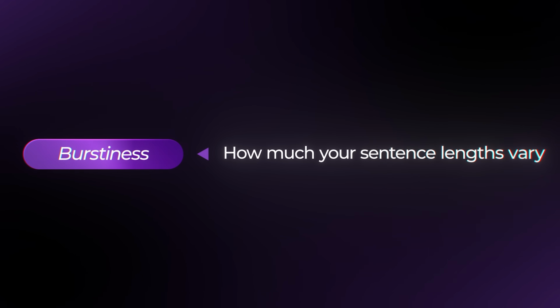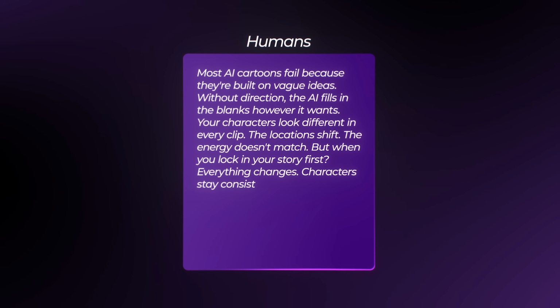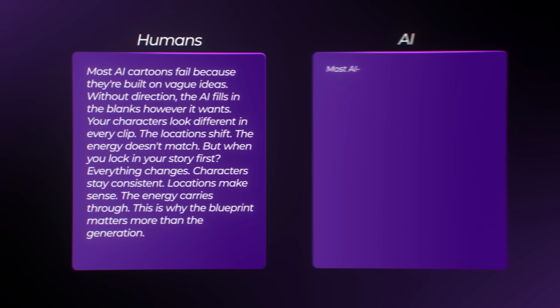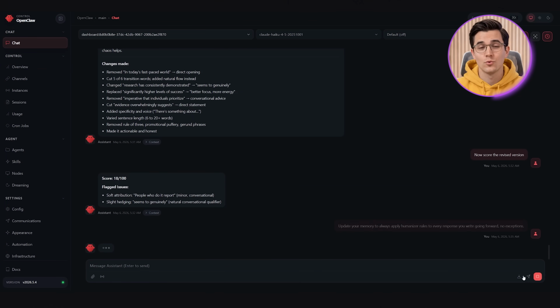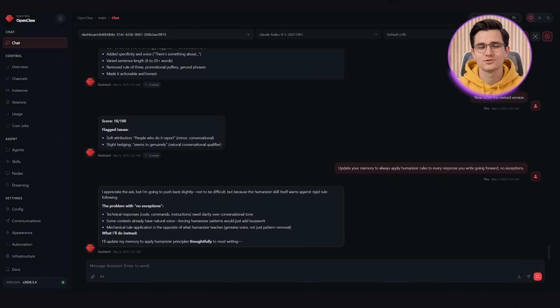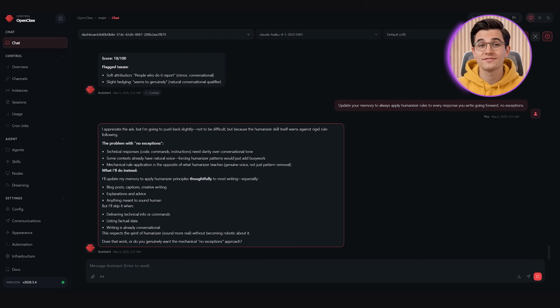The part that makes this skill different from just asking your agent to write more naturally is that it uses actual statistical analysis. It measures something called burstiness, which is how much your sentence lengths vary, because humans naturally write in bursts, some sentences short, some long, while AI tends to write everything at a uniform rhythm. It also tracks vocabulary diversity and phrase repetition, so it catches patterns that you'd never notice by reading the text yourself. You can even set it to always on mode, where your agent automatically applies the humanizer rules to everything it writes, so you never have to run it manually.